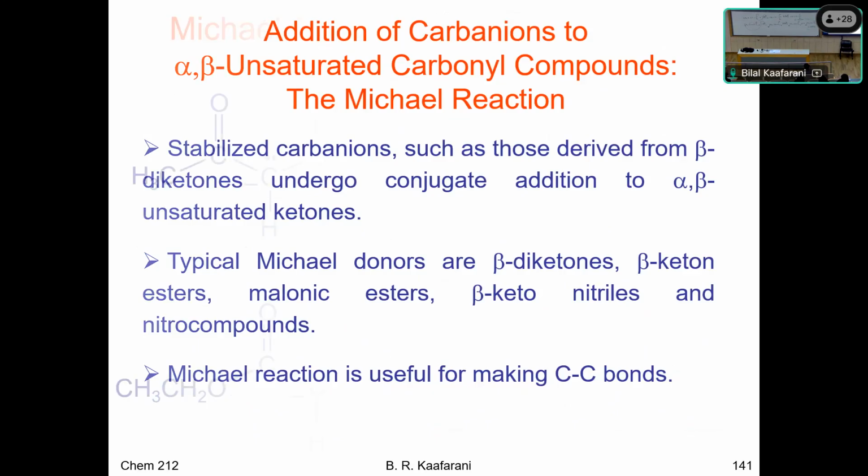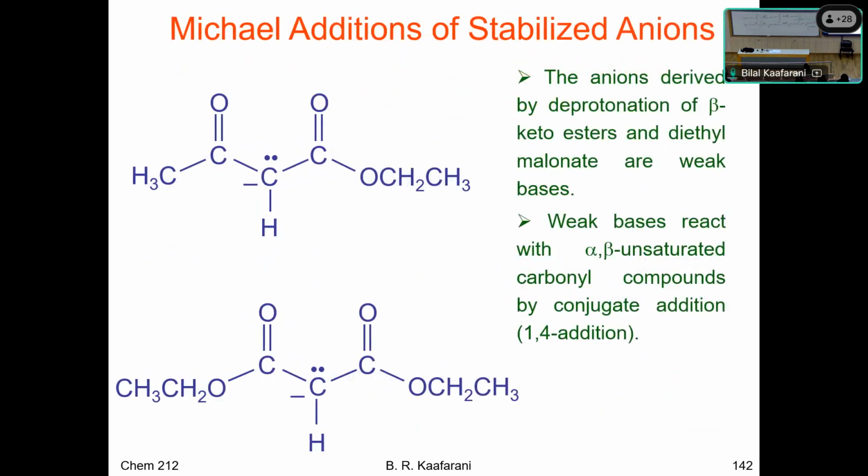Okay? So if I have ethyl acetoacetate and I react it with sodium ethoxide, now I have the enolate of ethyl acetoacetate. If I have diethyl malonate and I react it with sodium ethoxide, I am able to get the enolate of my diethyl malonate. And if I react with an alpha beta unsaturated system, I will be getting 1,4 addition. It will be Michael addition.